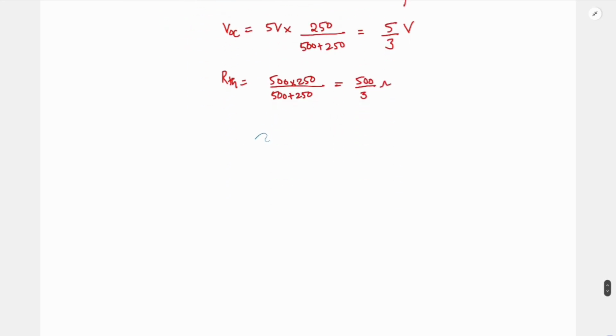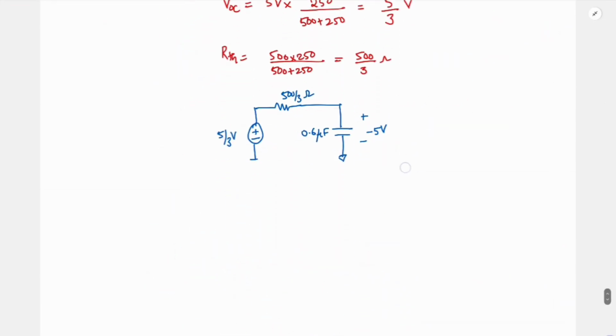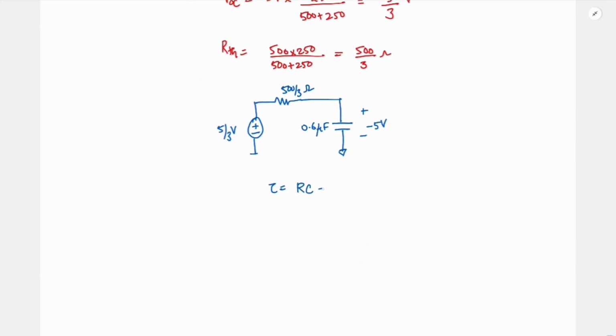Okay, so now what circuit do you have? You have VTH, which is 5 by 3 volt, and then 500 by 3 ohm, and then a cap of 0.6 microfarad, right? 0.6 microfarad with an initial charge of minus 5 volt. So what is the time constant of the circuit? It is equal to RC, which is nothing but 500 by 3 into 0.6 micro. So this is 0.2. So this will be 100 micro or 0.1 millisecond.